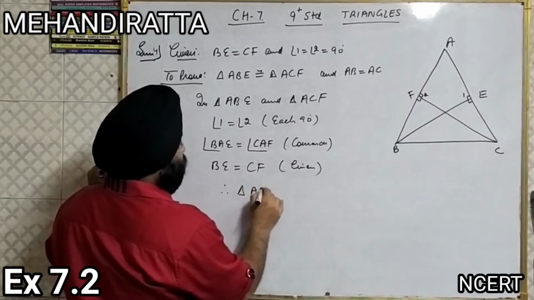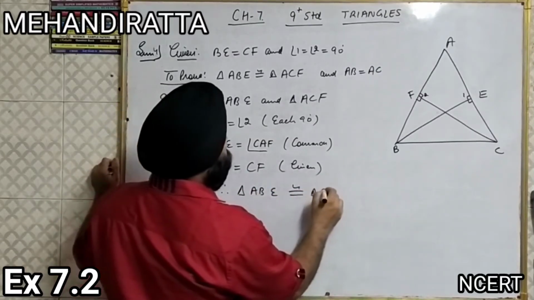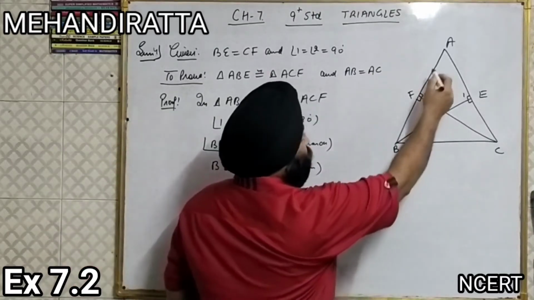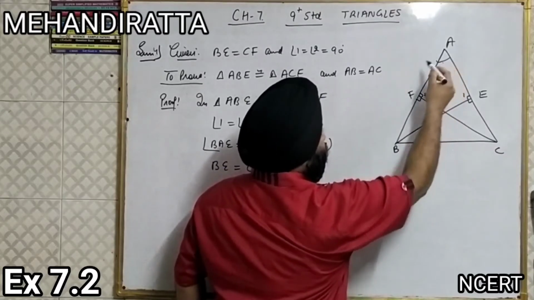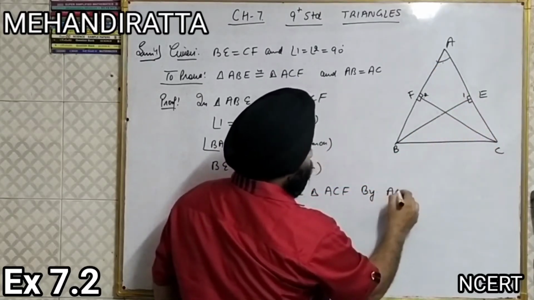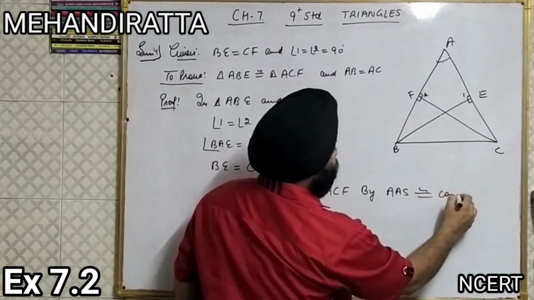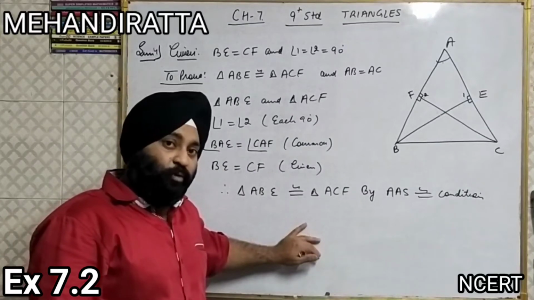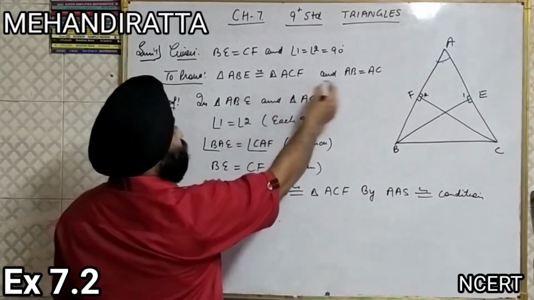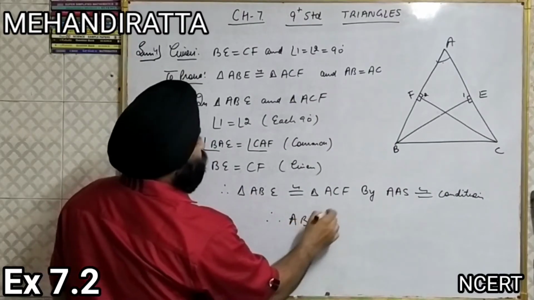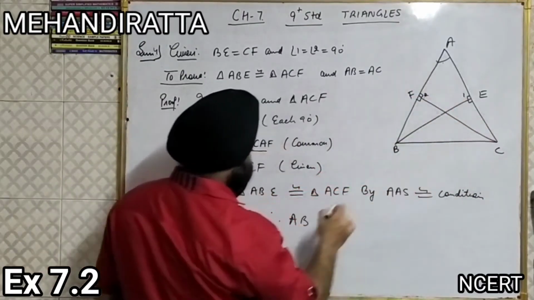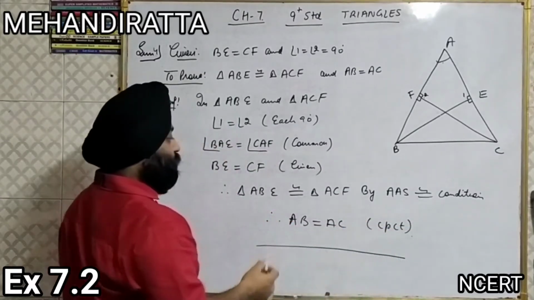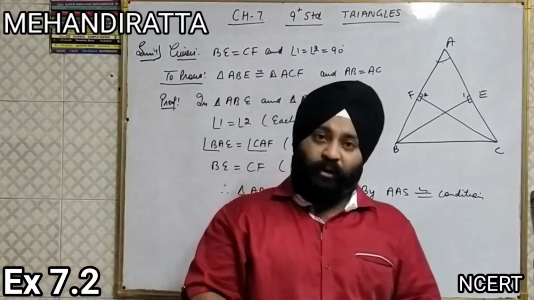Therefore, triangle ABE is congruent to triangle ACF by the AAS congruence condition. Now students, if the triangles are congruent, therefore we can say the second part, AB is equal to AC. Why? CPCT, corresponding parts of congruent triangles.